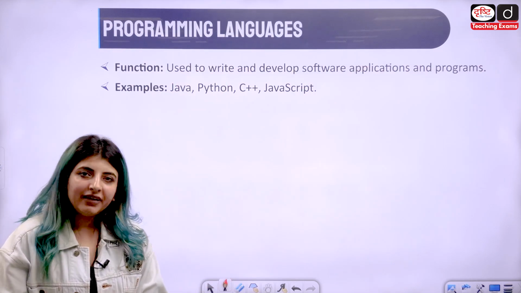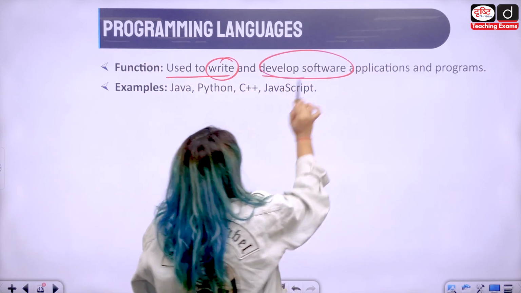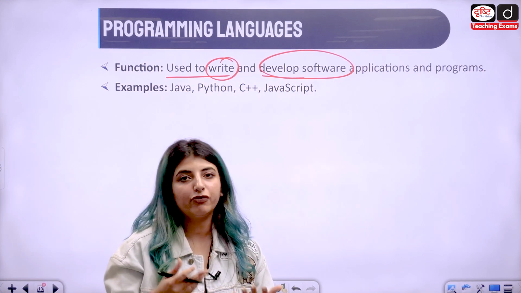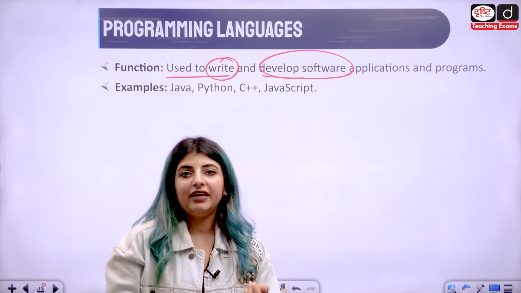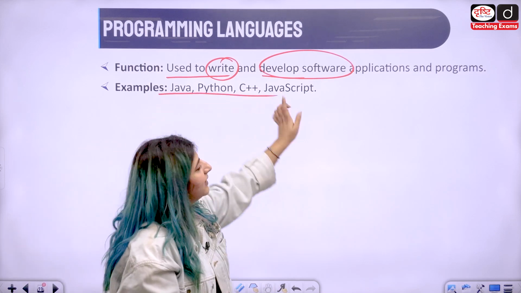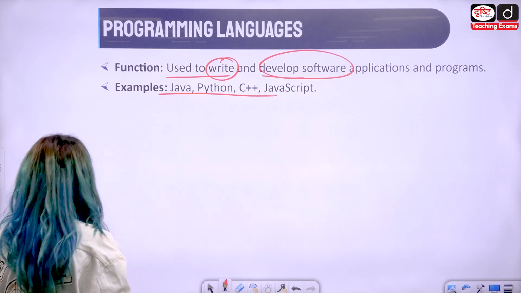Then we have programming languages software, where we need to write and develop software applications and programs. So the software developers, they need the coding and all to be done, correct? So uske liye they need Java, NetBeans, they need MySQL as well, right? Python, C++, etc. These are the examples of the programming software.